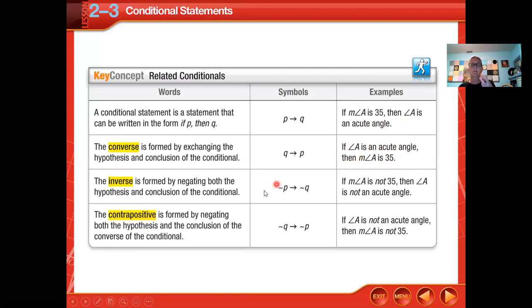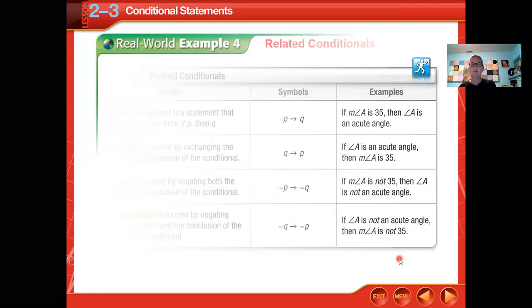The inverse is the not of the conditional. You negate both P and Q. If the measure of angle A is not 35, then angle A is not an acute angle. And for the contrapositive, you switch them and you knot them. Knotting something isn't actually a thing, but that's a nice way of saying it. Negating. If angle A is not an acute angle, then measure of angle A is not 35.